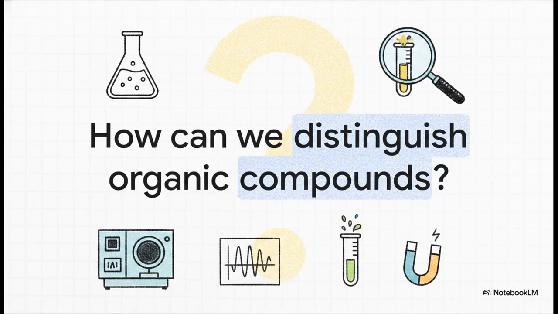Which brings us to a really fundamental question. How do we actually tell these organic compounds apart? Think about it for a second. Molecules are entirely invisible to the naked eye. We can't just stare at a beaker of clear liquid and say, oh yeah, that's definitely an alcohol, or yep, that's a hydrocarbon. We are literally flying blind without the right tools. So to uncover their true identities, we have to rely on very specific chemical interrogations that give us real sensory clues we can actually see and smell.